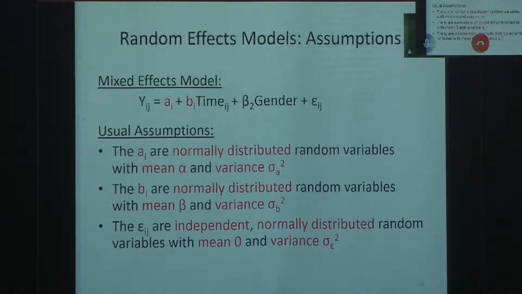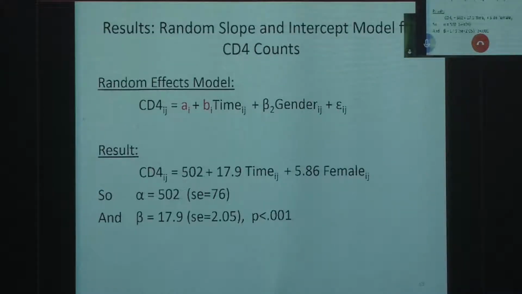Otherwise, the epsilons are independent, normally distributed. These are the usual assumptions. So we go from a unique model, if you like 103 unique models, to a summary of where the models are centered. And it actually works out, well, first off, pretty well. This is the model that I ran. This is what the results look like in terms of my printout.